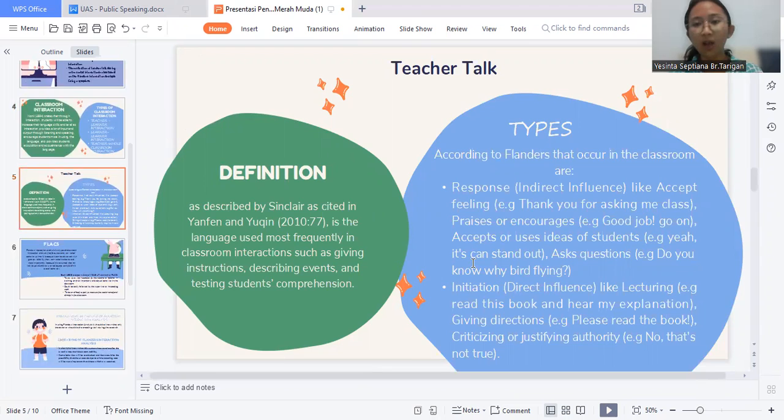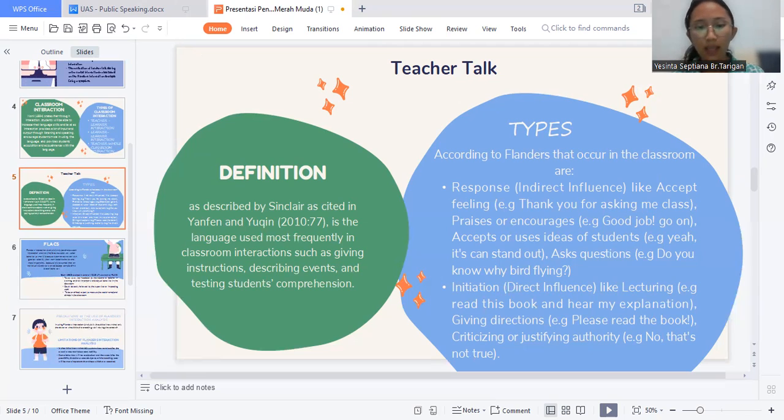According to Flanders, the types that occur in the classroom are: first, response or indirect influence, like accepting feeling, for example, thank you for asking me, class. And then praises or encourages, like good job, and go on. Praises or encourages can be action or behavior, jokes to release tension, but not at the expense of another individual. And then accepts or uses ideas of students, clarifying, building, or developing ideas suggested by students.